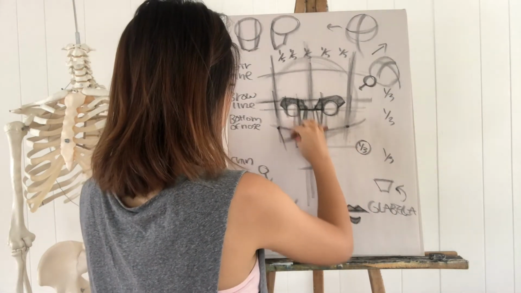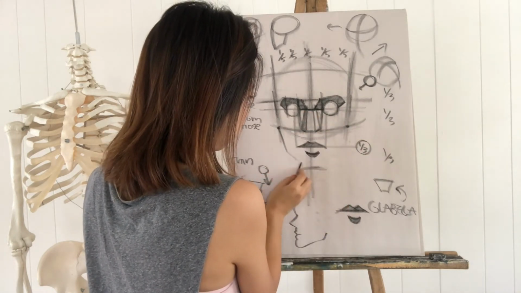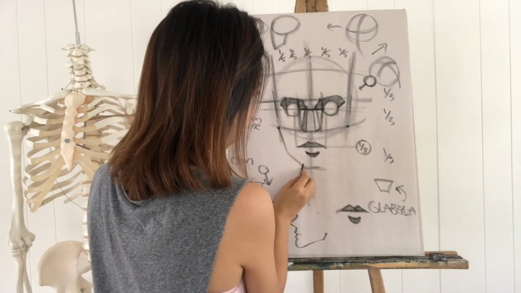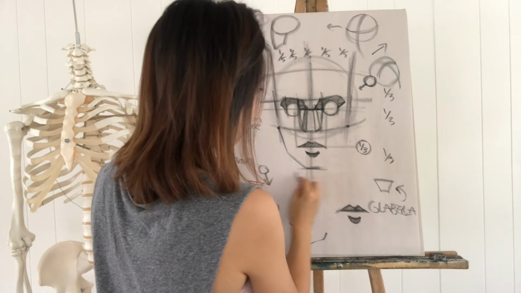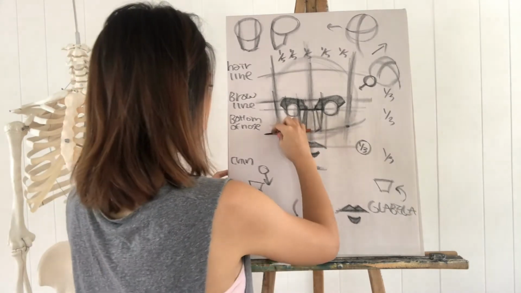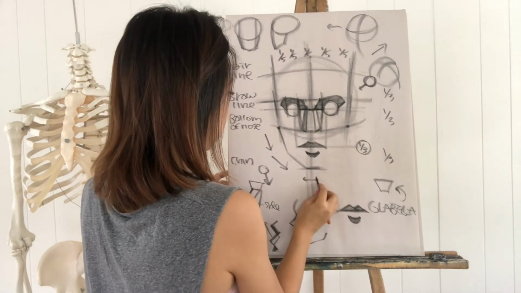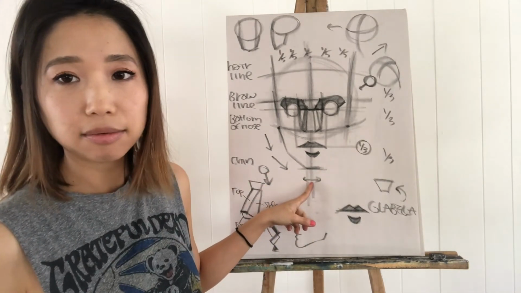Diagonal angle, another diagonal angle, and the chin is actually a flat angle, so you would have one turn, two turn, and we have the bottom plane over here.